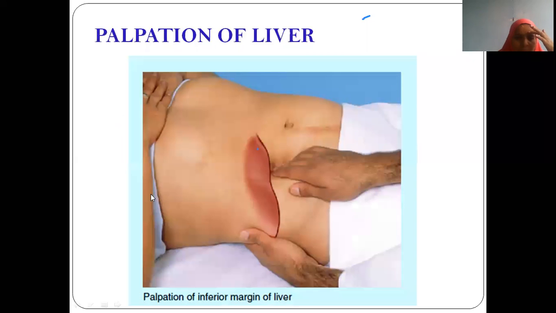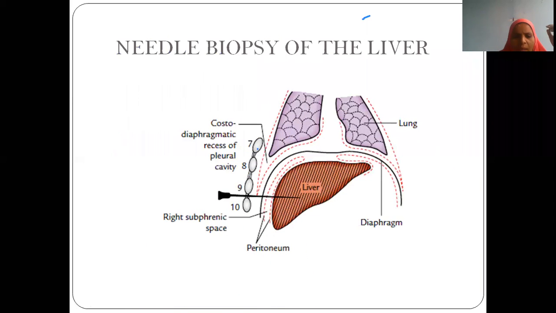See, this is the way we generally palpate the liver. So this is the costal margin, isn't it? I said it is present below the 7th to 11th ribs, so that's how we need to palpate the liver. Okay. So needle biopsy, this I already told you.